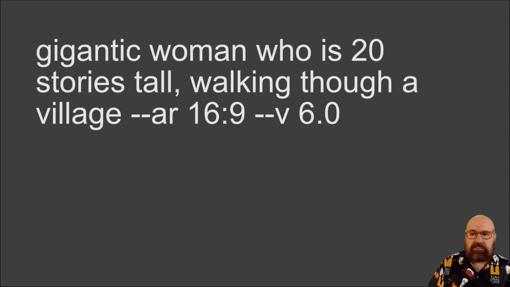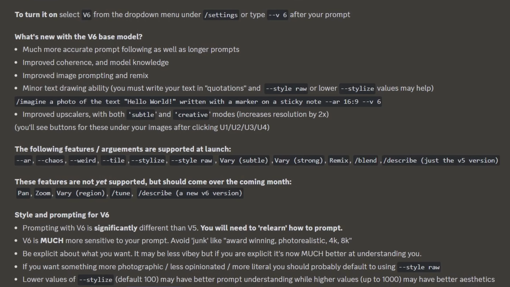The prompt here reads: gigantic woman who is 20 stories tall walking through a village. And yes, I see that I have a little bit of a typo here in through. Let's have a bit of a look at the announcement. And of course, you can set it up in the settings to use version 6, but you can also use --V6 to call it inside of the prompt without changing it in the settings.